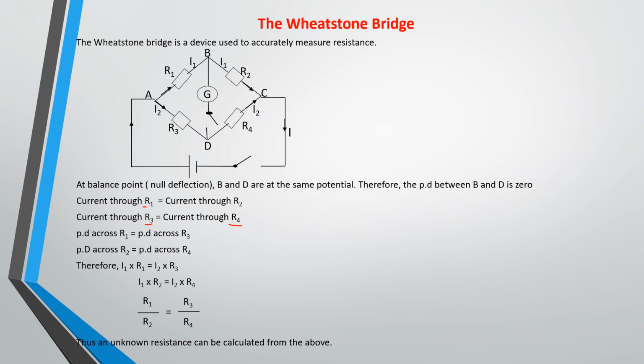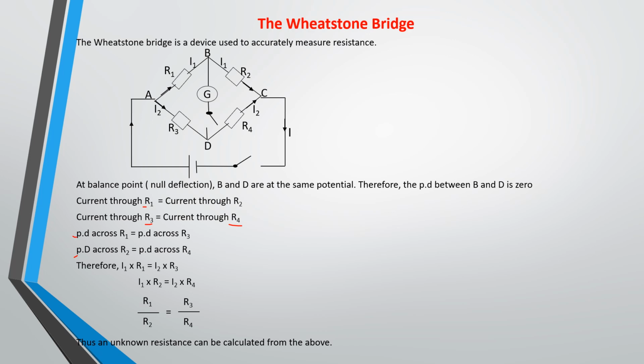Now, having known that, another thing you need to know is that the potential difference across R1 is equal to the potential difference across R3. Know that when resistances are connected in parallel, the PD across the resistances is the same. So the PD across R1 is equal to the PD across R3, and the PD across R2 is equal to the PD across R4. That is what I have written down here.